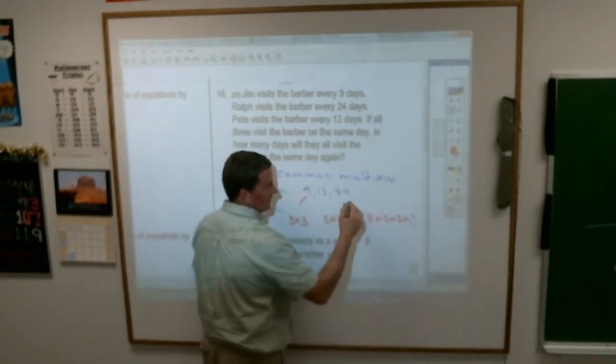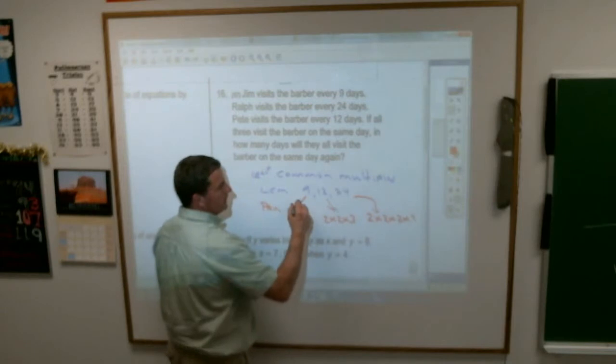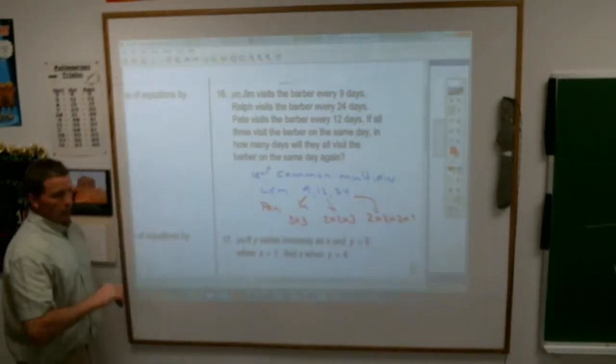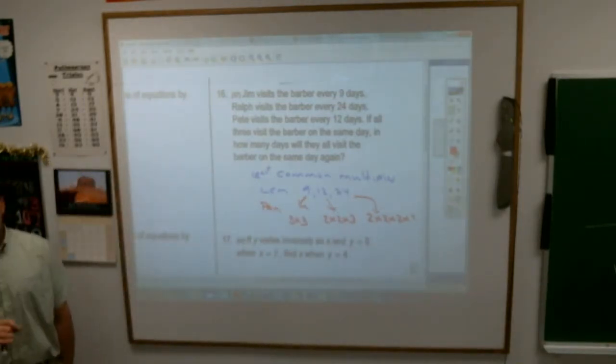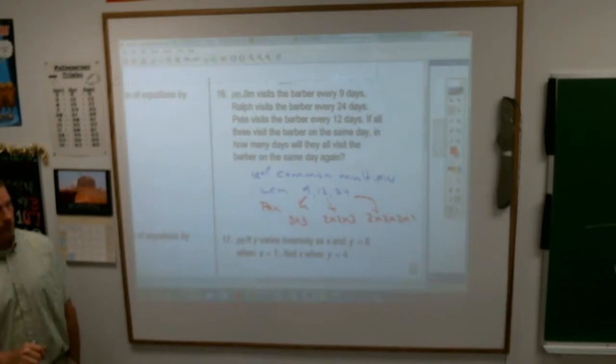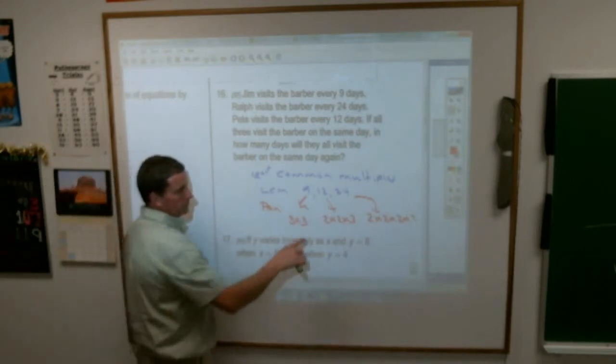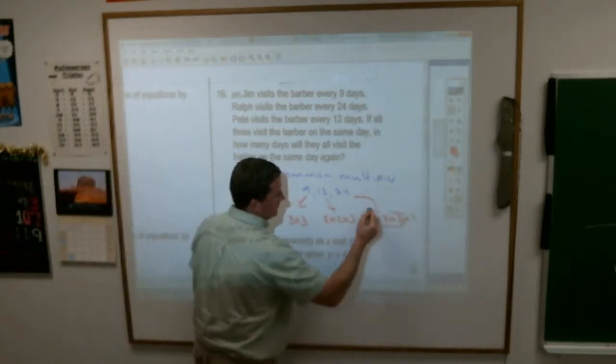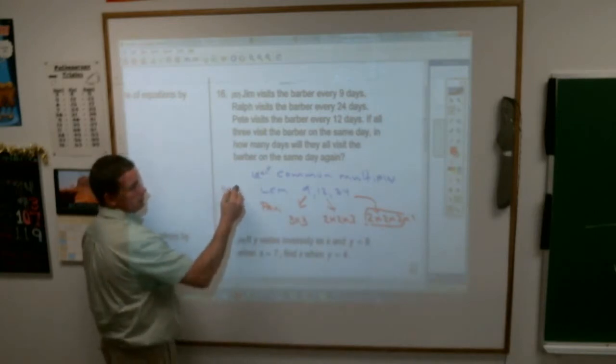These are all the prime factors. This is 24, this is 12, this is 9. When you want to find the least common multiple, you take the group that has the most of those factors. Which one has the most 2's? This one, it has 3 of them. 2 times 2 times 2.